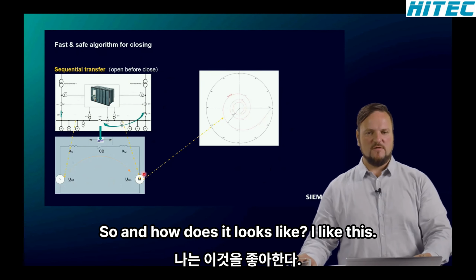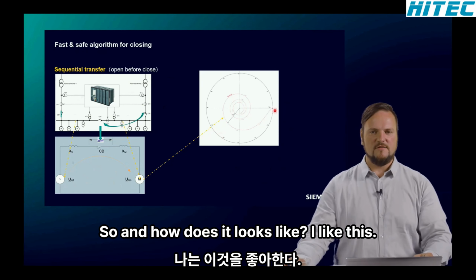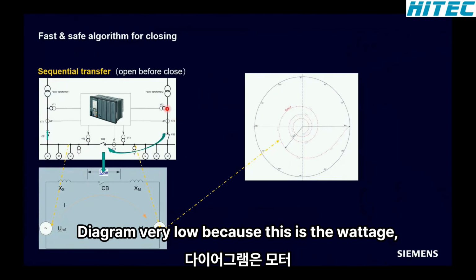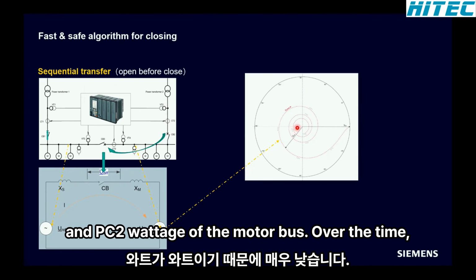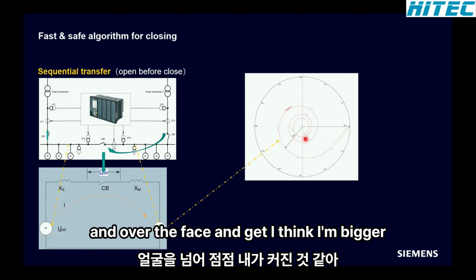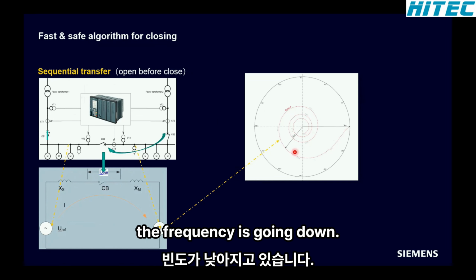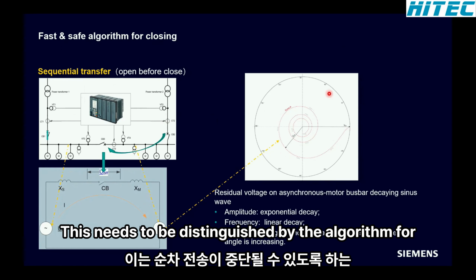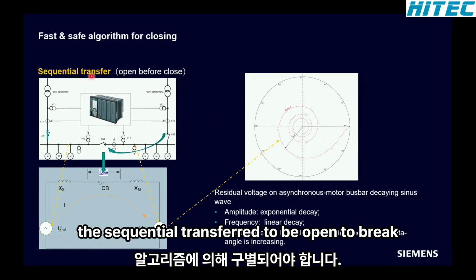So, how does it look? I like this diagram very well, because here we see the reference voltage. This is the voltage which we are measuring here. And we see here the residual voltage of the motor bus. Over time, the residual voltage becomes smaller and smaller, the phase angle gets bigger and bigger, and the frequency is going down. So this needs to be distinguished by the algorithm for the sequential transfer.